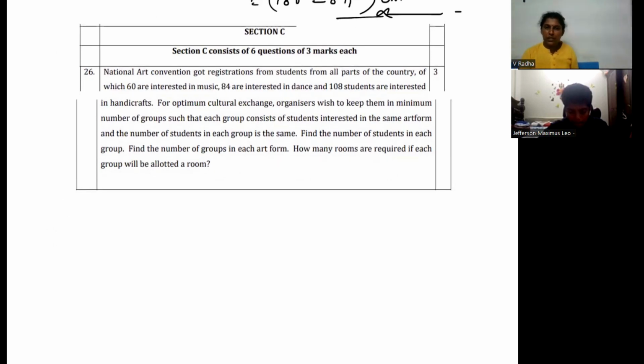Section C consists of 6 questions of 3 marks each. Okay, next question. Please read the question, please.